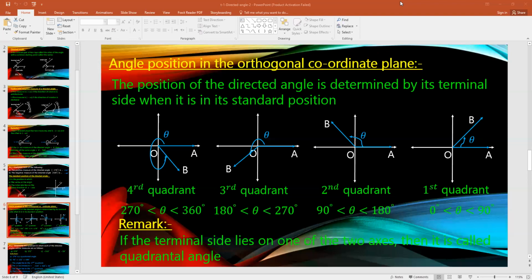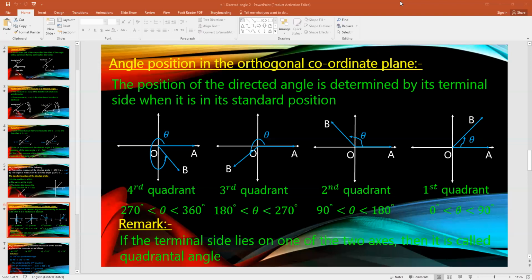Our lesson today, inshallah, is directed angle. It is the first lesson in grade 10 in trigonometry. What is the meaning of directed angle?